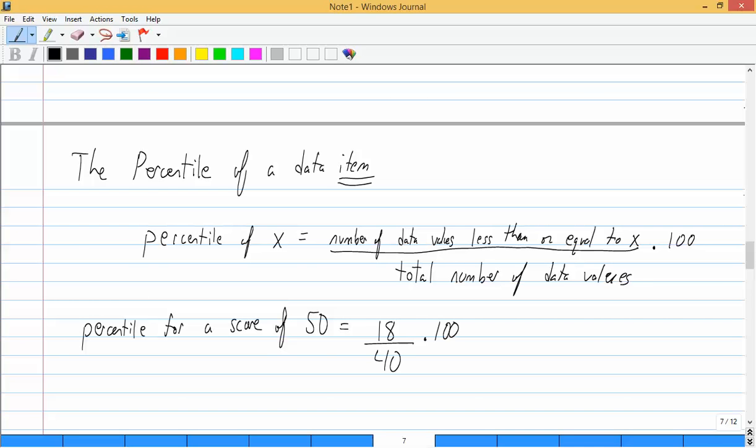Alright, so let's see what we get. Alright, so I got 45. What that means is a score of 50 would correspond to the 45th percentile. So that means there are 45% of the data items less than 50, and 55% of the data items greater than 50.